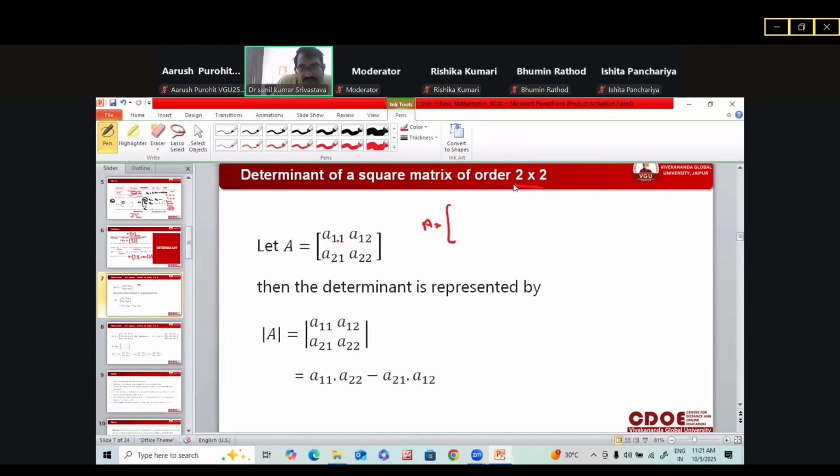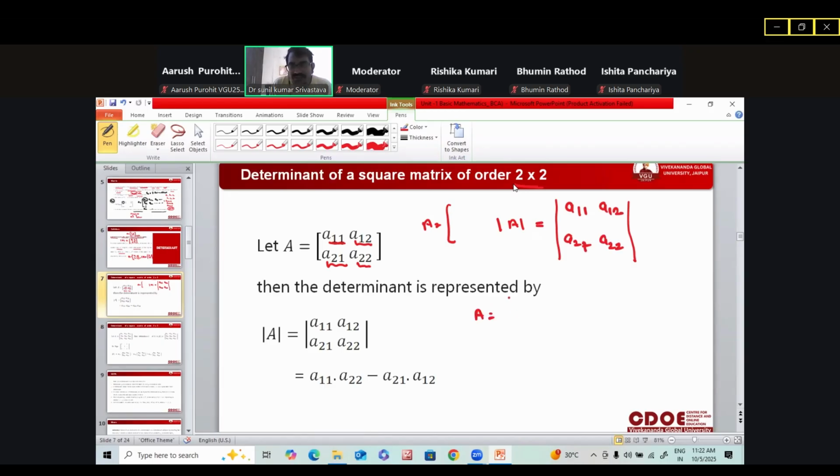A11, the first row and first column, A12 first row and second column, A21 second row and first column, and A22 second row and second column. Then the determinant is represented, for any square matrix, in two vertical lines. The determinant of A is read as the determinant of the given matrix, and we write all the elements of the matrix inside the vertical lines, like A11, A12, A21 and A22, in this way.